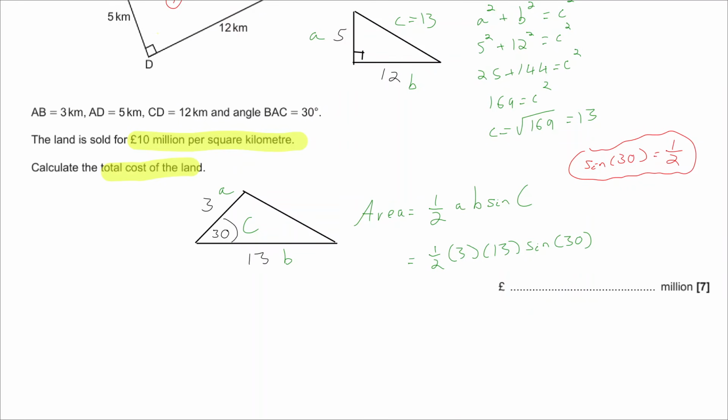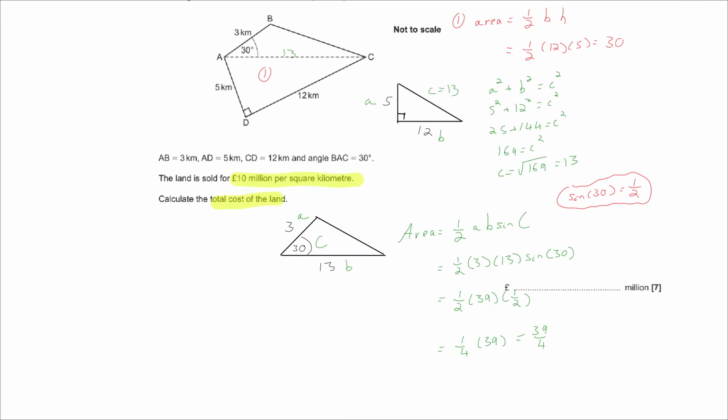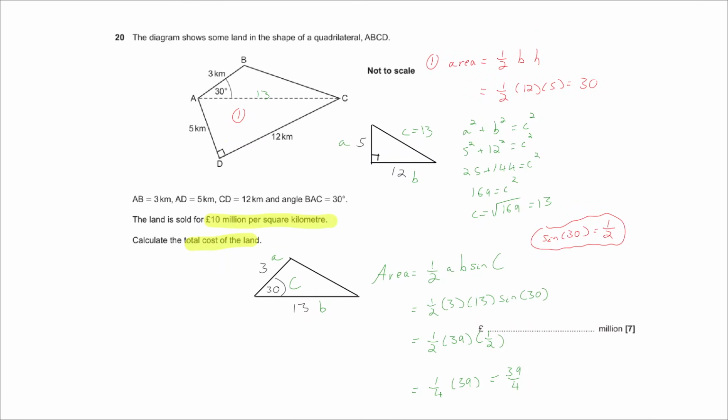So now you can clear this up a little bit. You can say that's equal to half times 3 times 13. 3 times 13 is 39, and sine 30 is equal to 1 over 2. So you've got a half times a half, which is a quarter. So you've got 1 quarter times 39, which is equal to 39 over 4. So 39 over 4 is the area of triangle 2. So for triangle 2, the area is this.